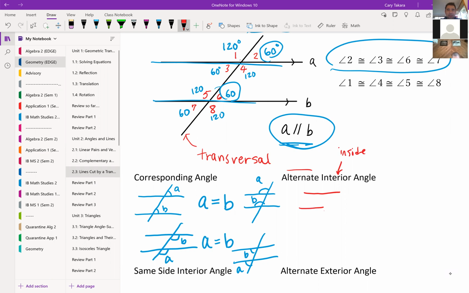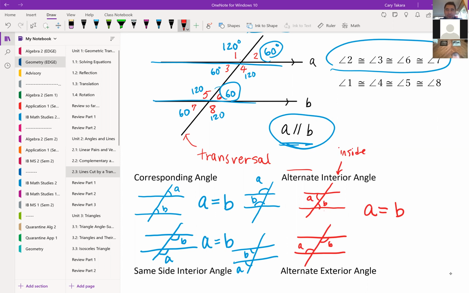So we are talking about this angle and this angle. Or it could be this angle and this angle. Now, what do you notice about alternate interior angles? They are the same, isn't it? Okay. Again, alternate interior angles are equal to each other. And I want you to remember that. Okay.